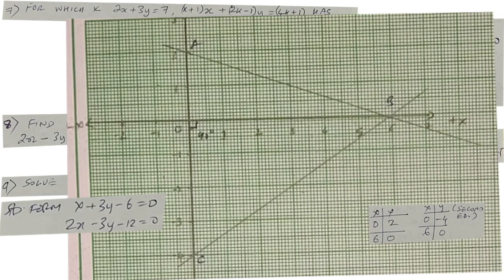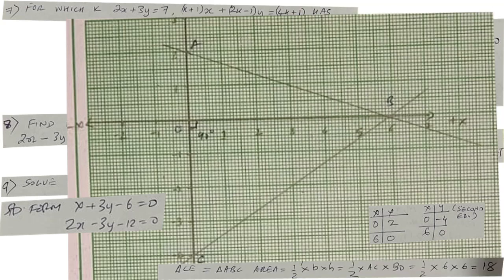Now, if you want to plot this on graph paper, this is how you would do it. You can see that AB is the first line passing through 0, comma 2 and 6, comma 0. And the second line is BC, which is passing through 0, comma minus 4 and 6, comma 0. And you can see that they are intersecting at 6, comma 0.